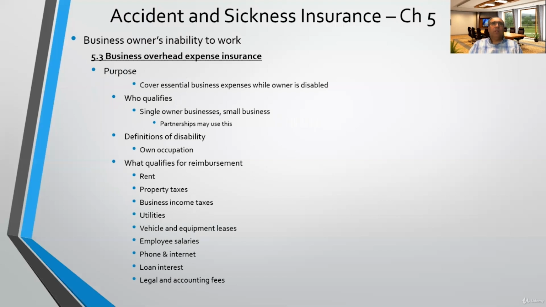So the first one we'll talk about is the business overhead insurance. And the purpose of this is that it covers the essential business expenses while the owner is disabled. And if the owner becomes disabled, what it does is it qualifies the business to claim certain expenses. It's for single proprietorship. Partnerships may use it also. The definition of disability in this is own occupation, meaning that if the person is unable to do their own occupation, they'll be covered for this. So this is very important to remember what qualifies for reimbursement.